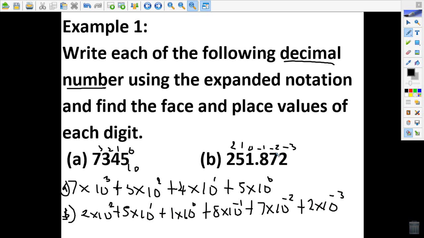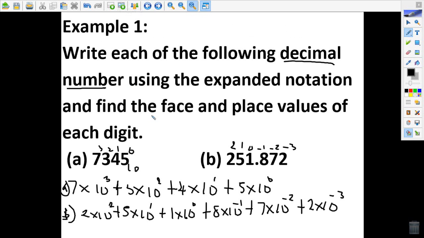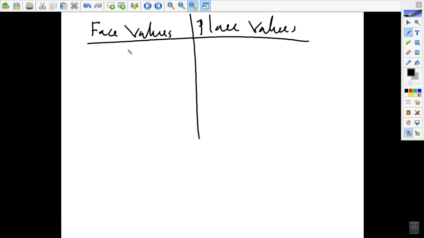Now the next question says you should find the face value and the place value of each digit. Face value, and we have place value. Now the first digit, 7345.